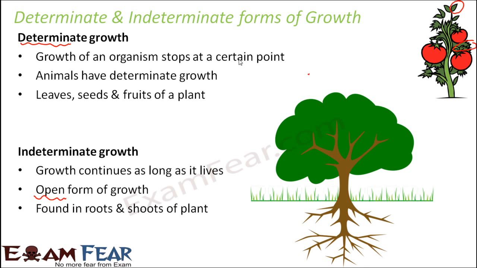This is found in the roots and the shoots, and that is why you see the roots keep on growing. The bigger the tree, the deeper the roots are. The roots get extended and are deep seated inside the soil. If you look at the shoot, new branches keep coming up, and that happens because of indeterminate growth. So the roots and shoots of the plant show indeterminate growth, as a result of which the size of the plant keeps on increasing over time.